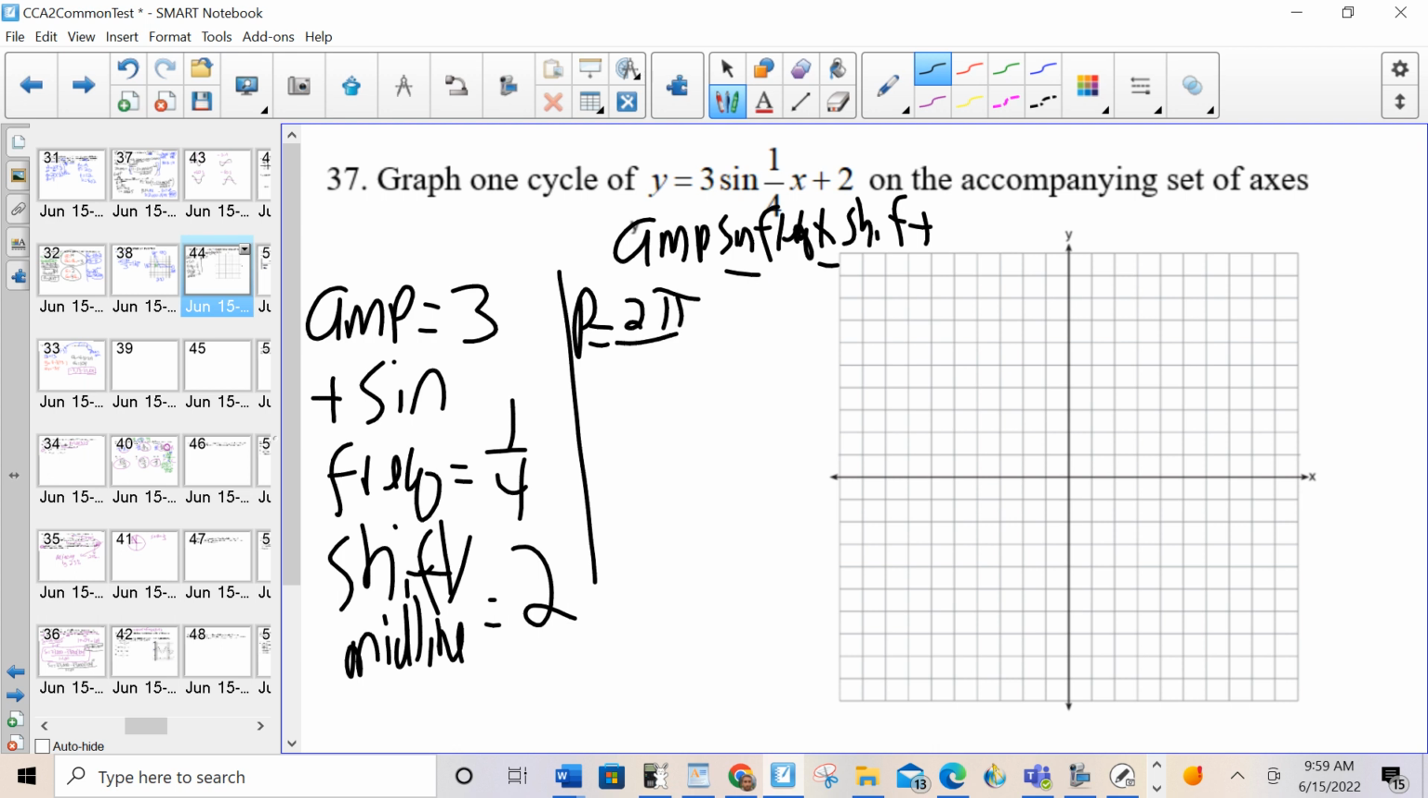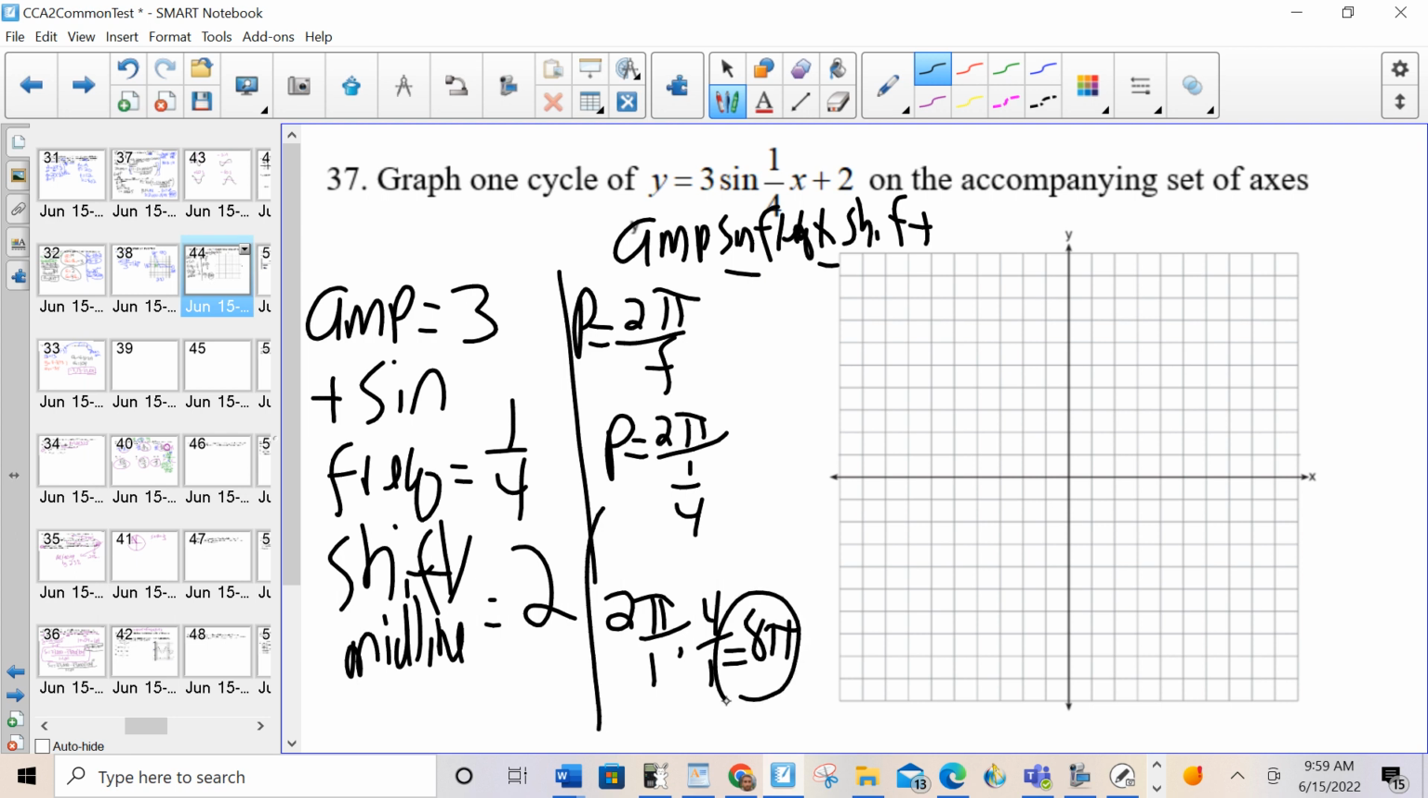Period is 2 pi over the frequency. Period is 2 pi over 1/4. If you can't divide by a fraction, well, maybe you should learn. Multiply by the reciprocal, keep change flip. My period is 8 pi.